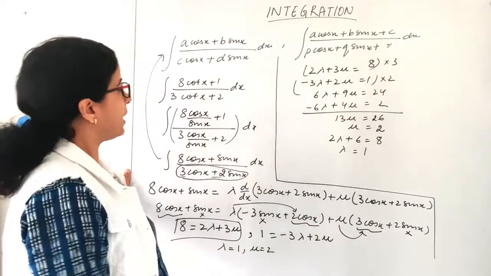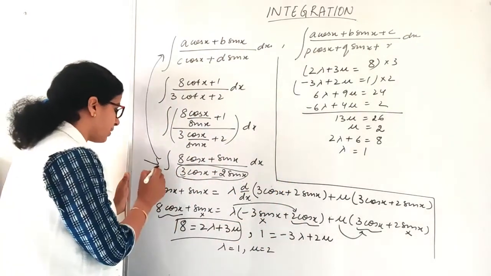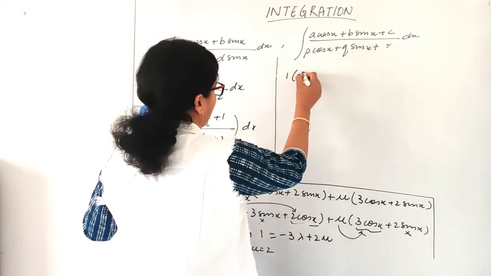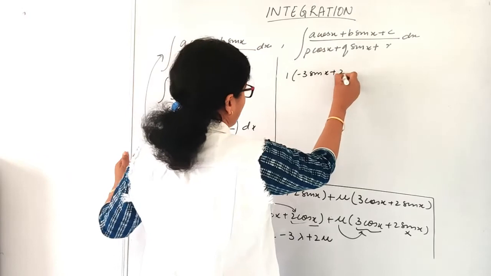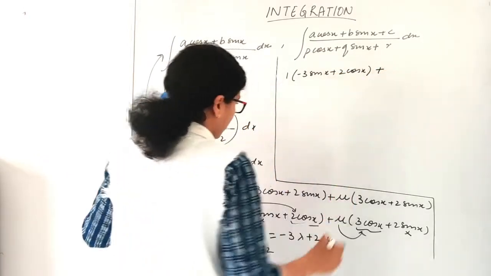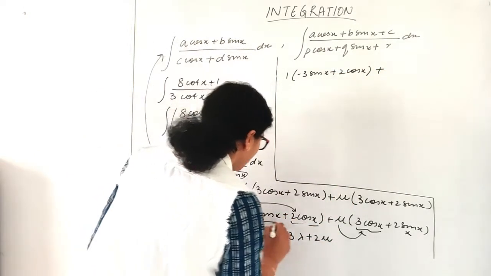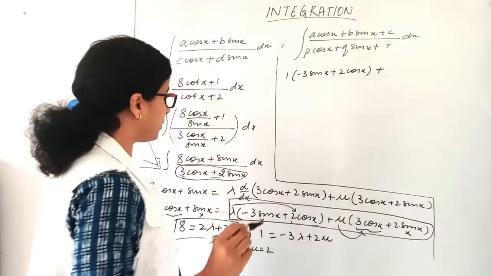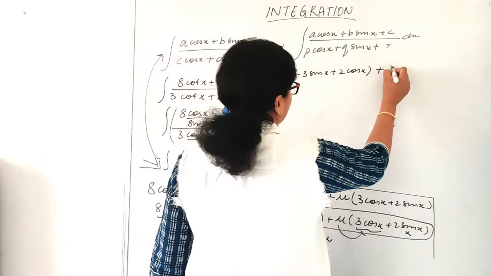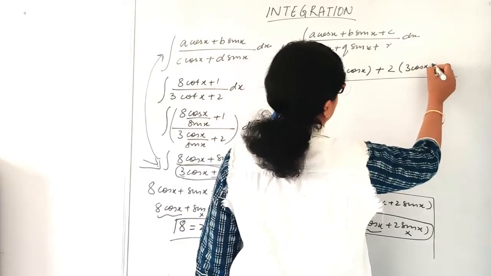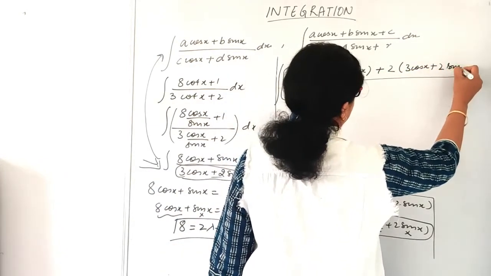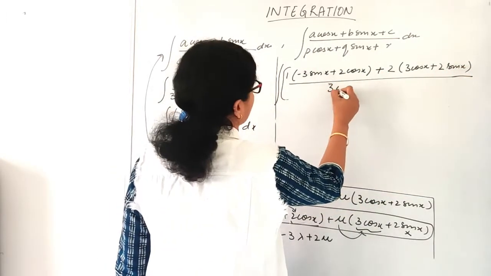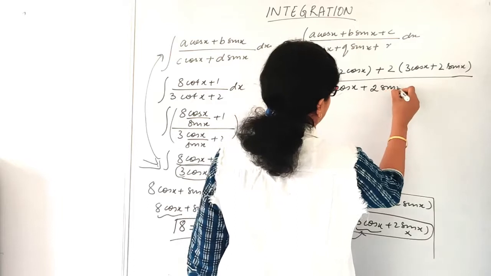Okay. Now we will rewrite our integral. The value of lambda is 1, so (minus 3 sin x + 2 cos x) plus, what is the value of mu? This will be in place of the numerator, copied with the values of lambda and mu. The value of mu here is 2, so plus 2 times (3 cos x + 2 sin x). Substitute the denominator, what is the denominator? 3 cos x + 2 sin x dx.